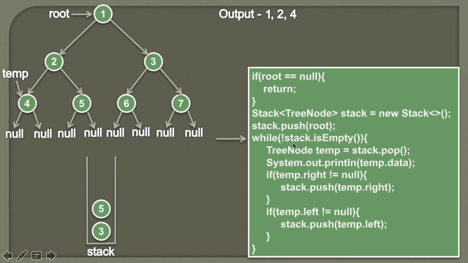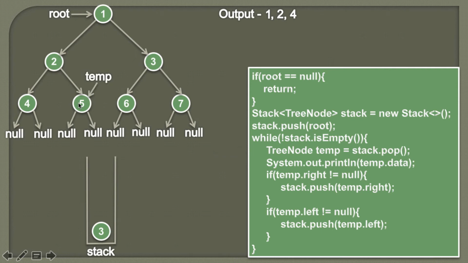And then again in while loop we'll check whether stack is empty or not. So currently you see stack has 2 nodes, therefore it's not empty. So the while loop executes. And the first step will simply pop the top element and will assign its value to the temporary node. So currently you see node having data as 5 is the top element. Therefore we'll pop it out, and now the temp will point to the node having data as 5.